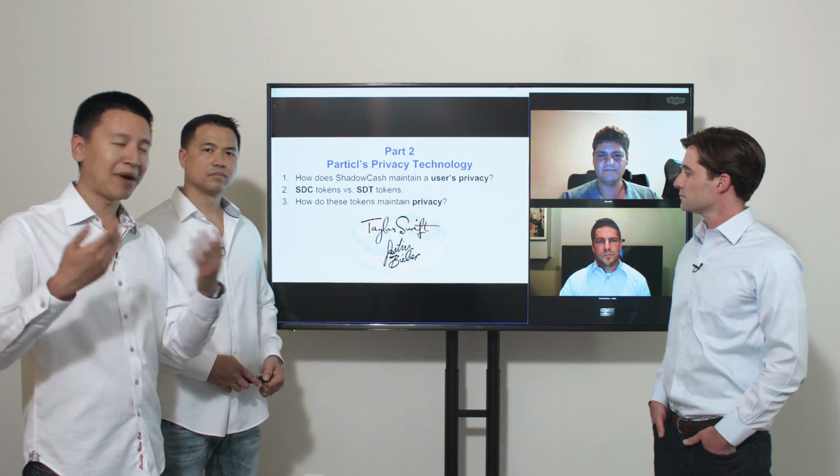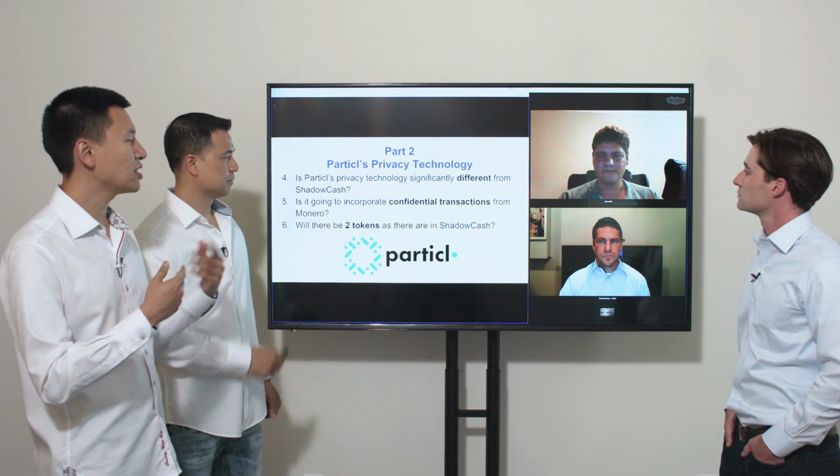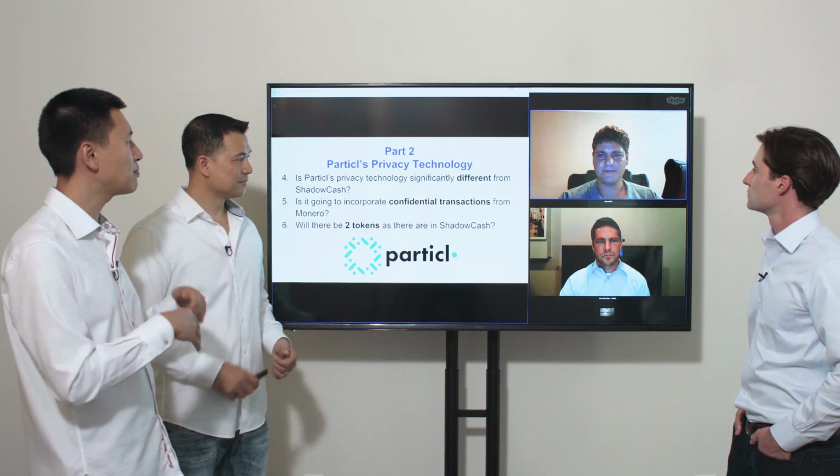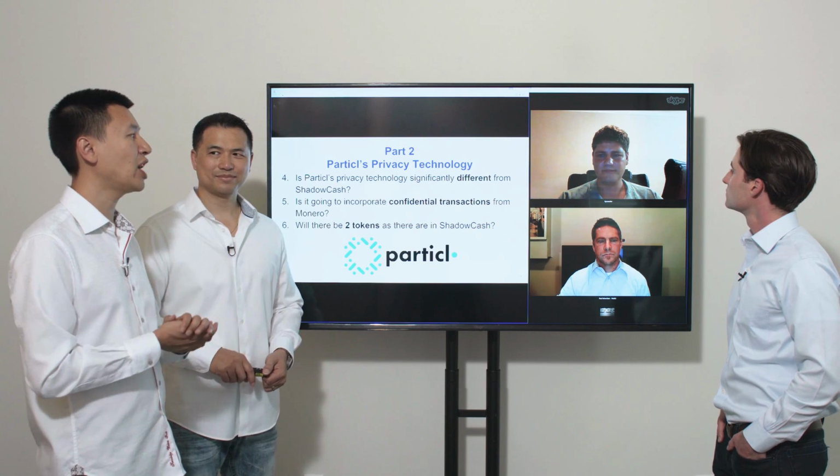So, Rhino, I'm going to ask you, for Particl, how is this going to be different from Shadow Cash? What is Particl going to do that is the same or different from Shadow Cash?